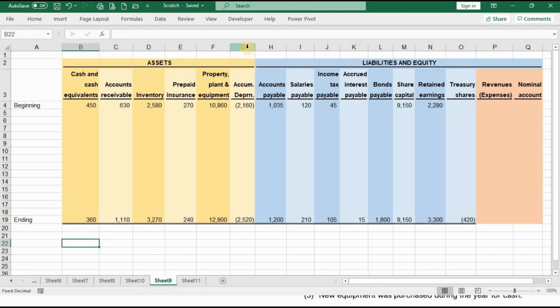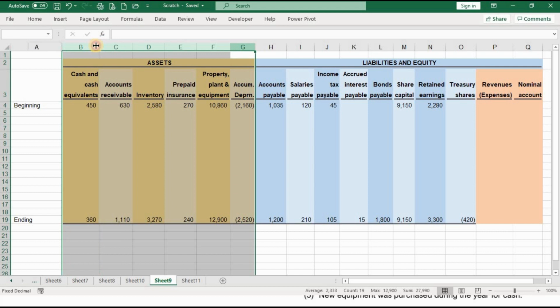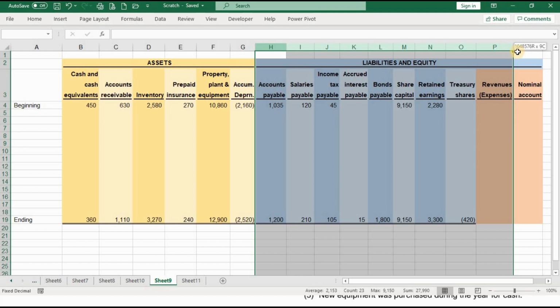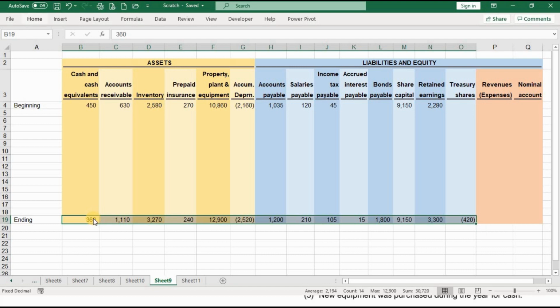So again, on the left side of the accounting equation are the assets. The positive balances are debit balances and the negatives are credit balances. Then on the right side are the liabilities, equities, and nominal accounts. On this side, the positives are credit balances and the negatives are debit balances.